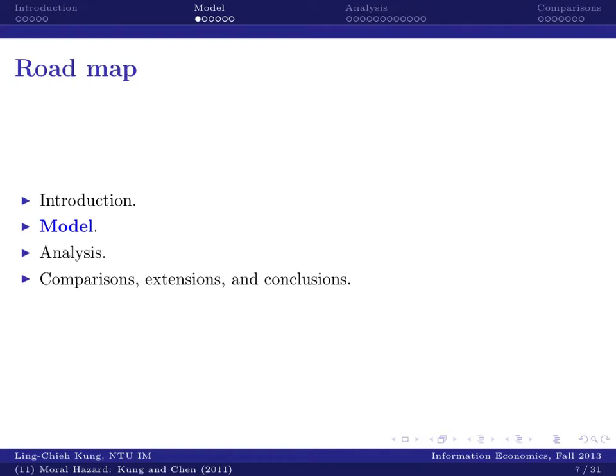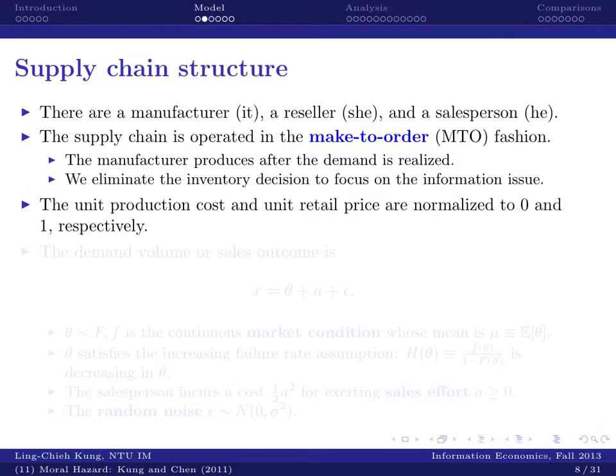Okay, so now let's see how we use analytical models to study this problem. We're going to assume that there is a manufacturer, a reseller, and a salesperson in our supply chain. Certainly there can be many, but each time we focus on this three-player structure. So there will be three players in our game or model.